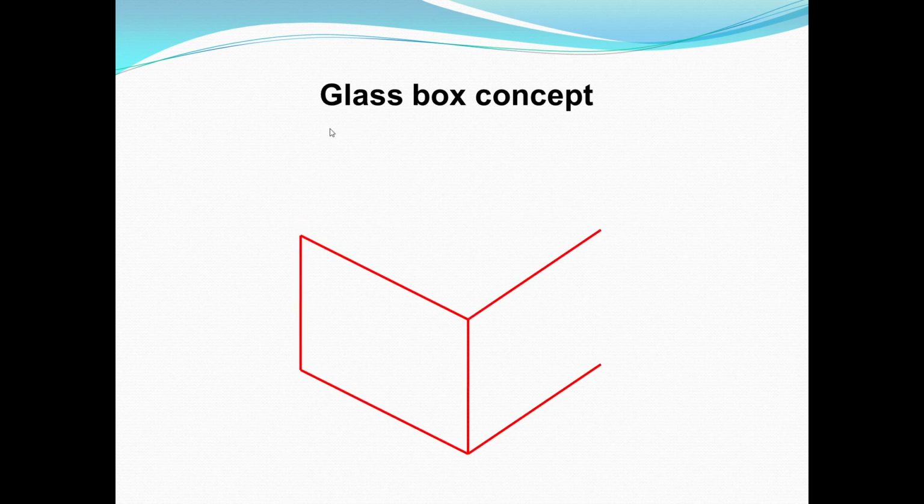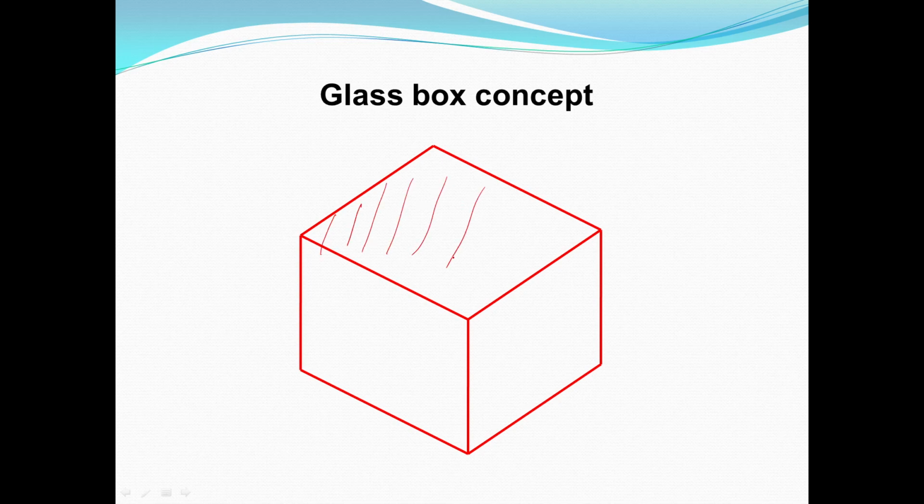Now, how exactly do observer, plane and object come into the picture? You can clear it up with the glass box concept. This is a box made of glass material. This is the HP, the horizontal plane, and this plane is the vertical plane.